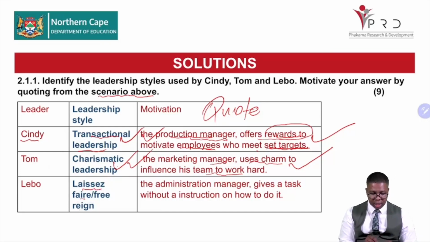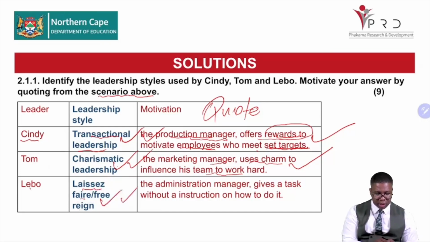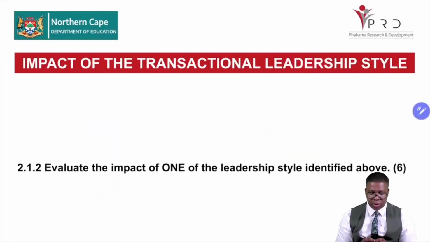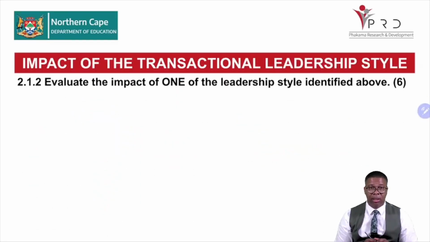Then when you look into that, this is free reign. Why? Because Lebu, the administration manager, gives a task without an instruction on how to do it or how to complete that task. Why? Because Lebu is aware that he's dealing with or is working with employees who are experts. That's why he gives them the work without telling them how to complete it, because they are experts and they can take responsibility.